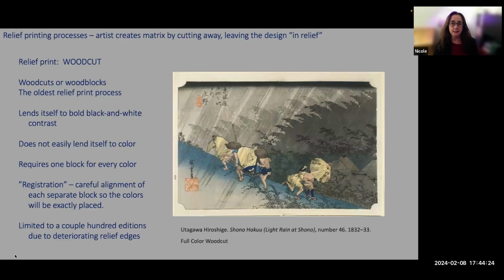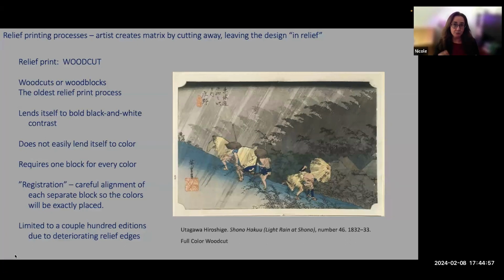Okay, so woodcut, right? So one type of relief printing process is a woodcut. In this case, the artist creates the matrix by cutting away, leaving a design in relief on the wood plate. This process lends itself to a strong and a bold black and white contrast. So it has a signature look for that reason. For the same reason, it does not easily lend itself to color.